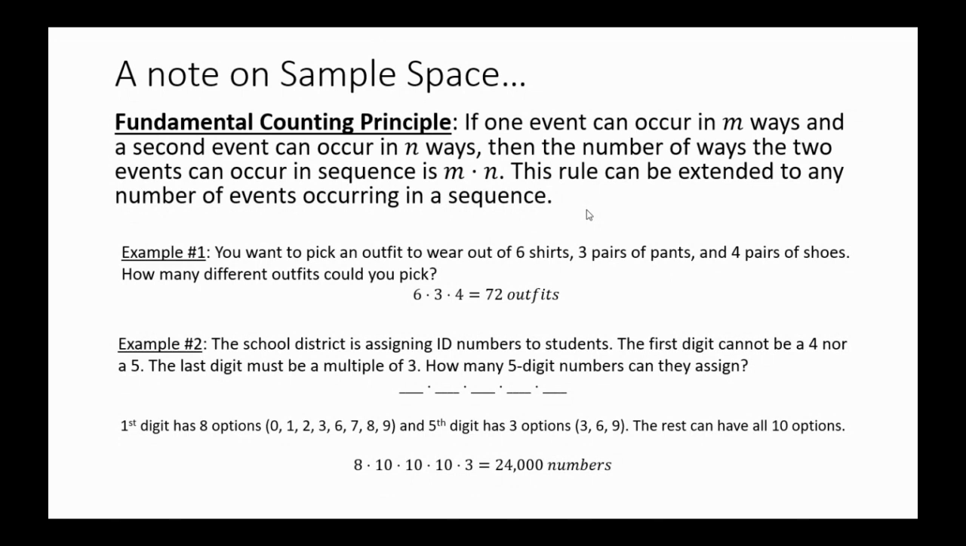The last digit has to be a multiple of 3. So we have to think, what are our multiples of 3 from 0 to 9? Well, 3, 6, and 9. So how many different options do I have for that place? 3. That's what goes in that blank. And then to figure out the total number of IDs, you can just multiply straight across. You'd get 24,000 ID numbers.